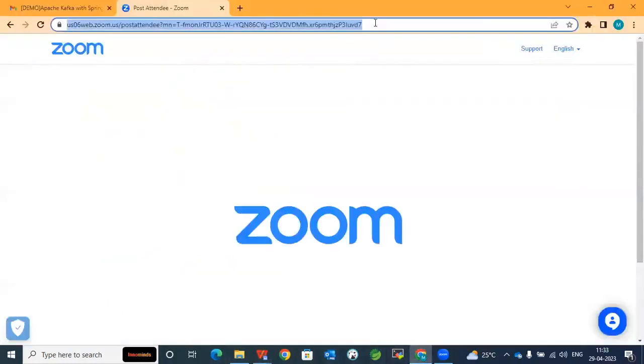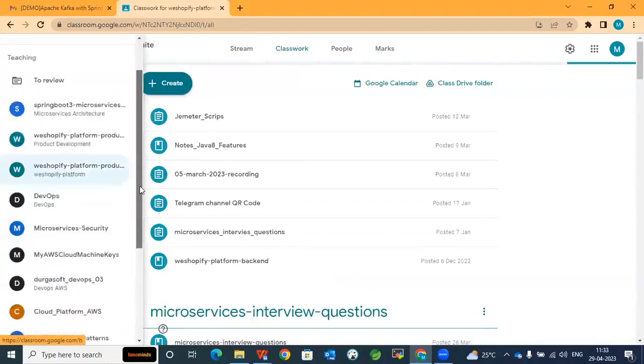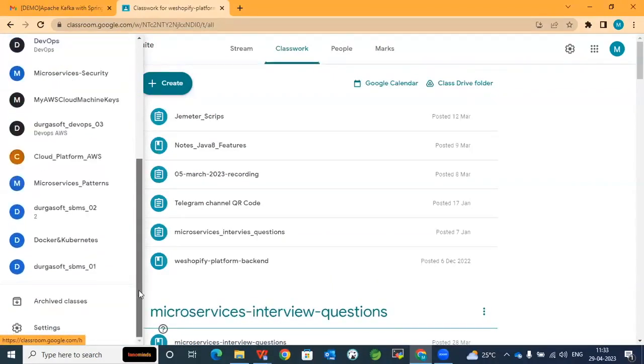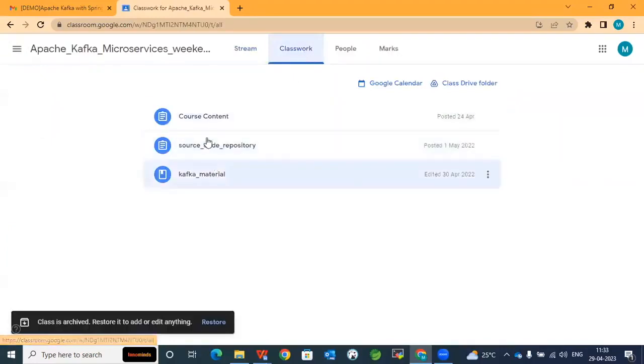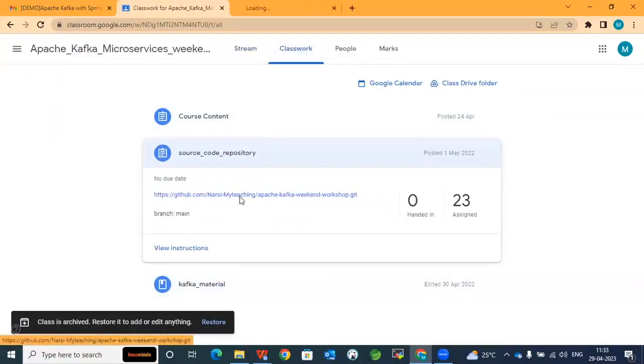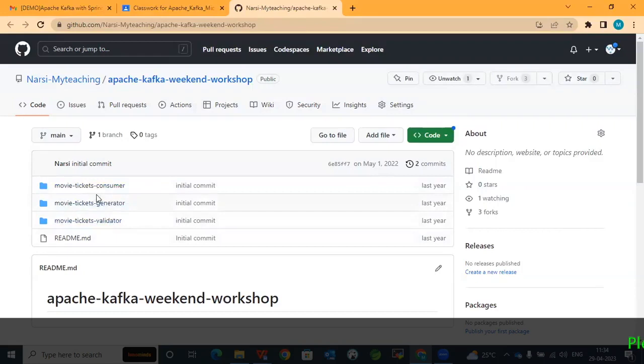Not all the concepts, actually. Let me showcase something now. In the source code, we have three Spring Boot applications, which we even call microservices: movie tickets generator, movie tickets validator, and movie tickets consumer. What we have to know here is the Spring Boot application structure, Spring Boot starters, and basically how Spring Boot works. If you know that, well and good.